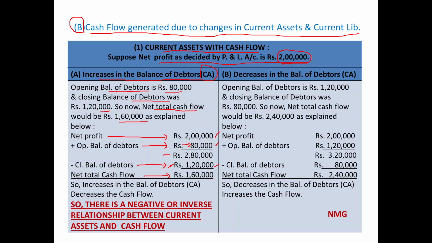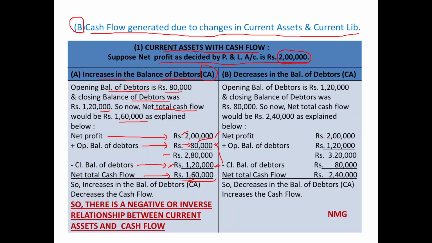So this was the first logical discussion. Second, balance of debtors. Opening was 80,000, closing was 1,20,000. It means net and net, the balance of debtors has been increased by rupees 40,000 in the current year. 80,000 versus 1,20,000, net and net, it has increased 40,000. What impact came on the cash flow? Initially, it was 2 lakh, and after this transaction, it is 1,60,000. So balance of debtors has increased by 40,000, from 80,000 to 1,20,000. Impact came on the cash flow from 2 lakhs to 1,60,000, decreased by 40,000.